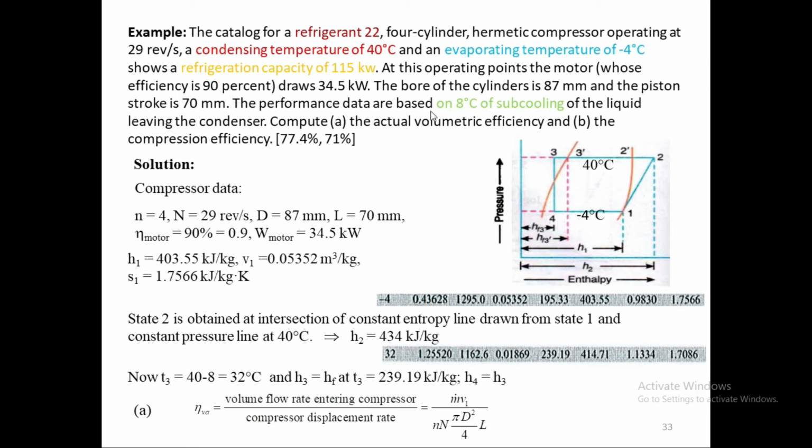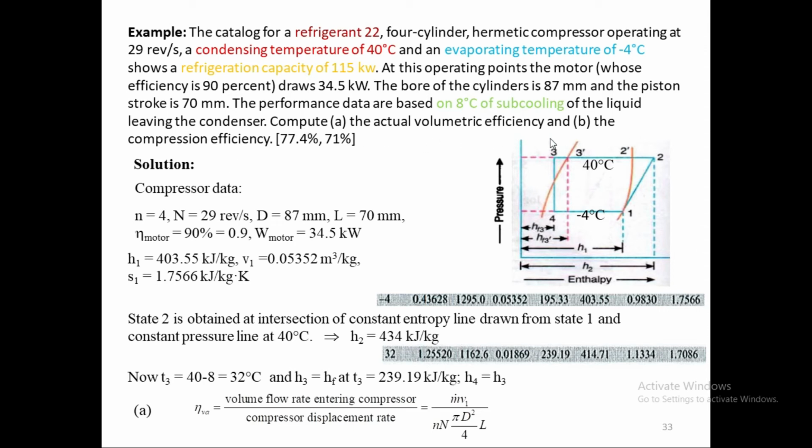The performance data are based on 8 degrees centigrade of subcooling. So when the condenser is cooling the refrigerant, it doesn't stop at the saturated liquid line. Instead it goes into the subcooling, and the subcooling is 8 degrees. So if this is the 40 degree temperature line, then the subcooling is going down to 32 degrees on the temperature line. The temperature line goes from here all the way here and then this way, as you have known it before.